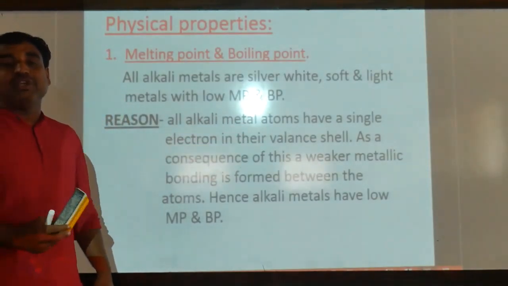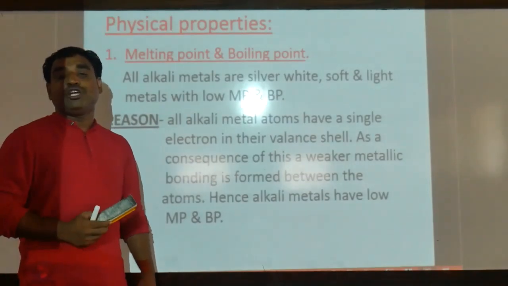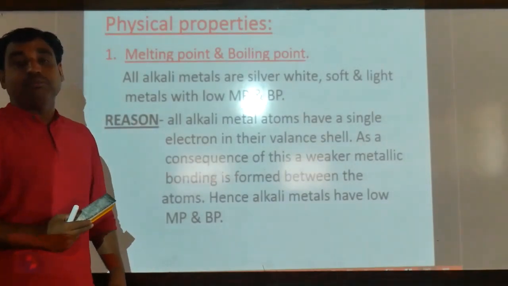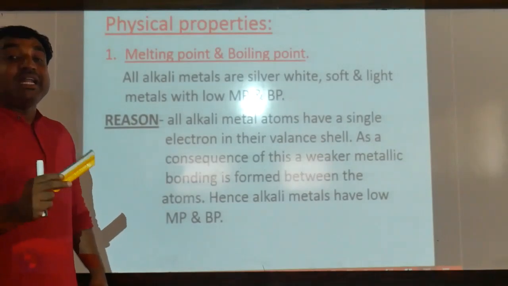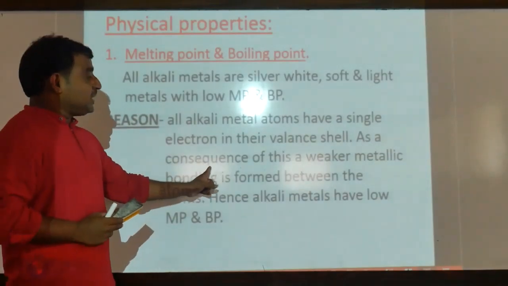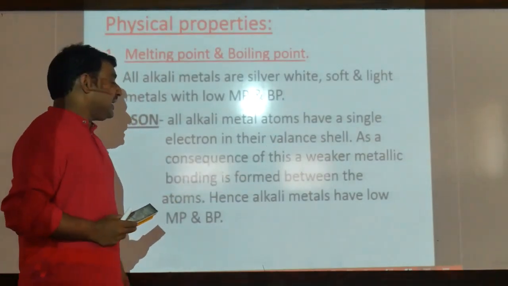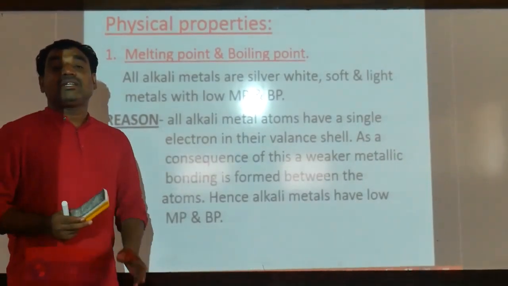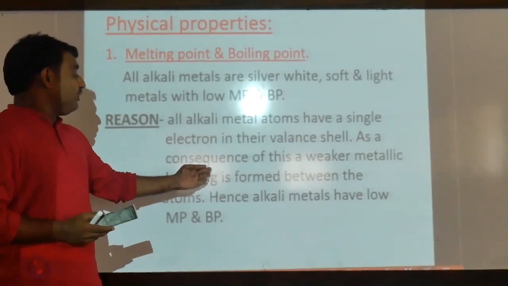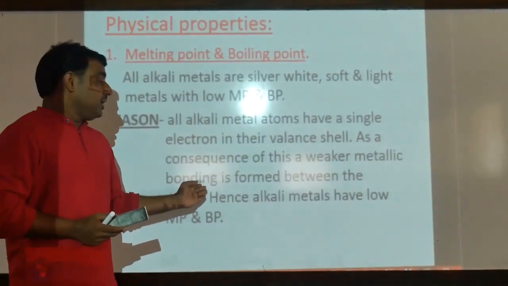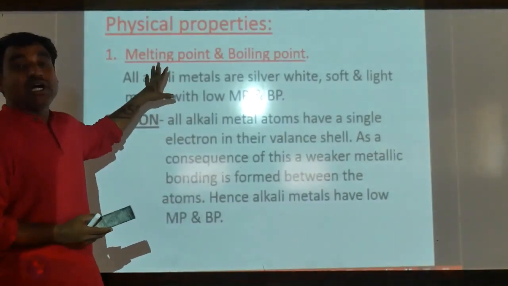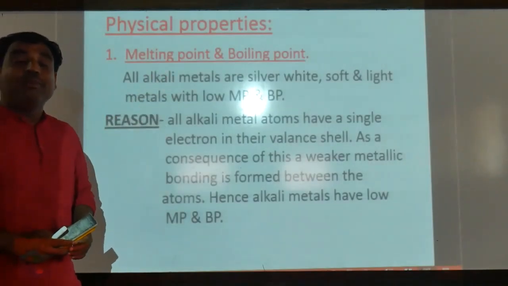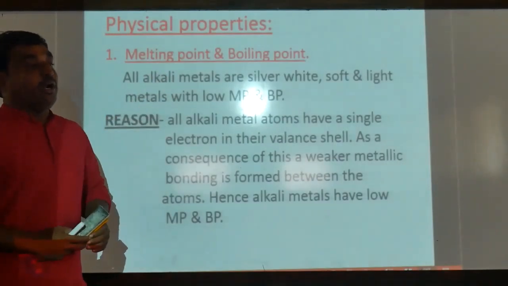Because of that, we write the general electronic configuration of the S block as noble gas ns1. As a consequence, a weaker metallic bond is formed between the atoms. These metals exist in a crystal form and have a weaker metallic bond. Because of this, the alkali metals have a low melting point and boiling point.